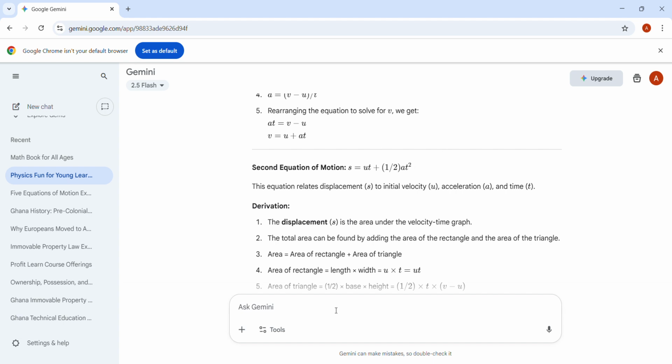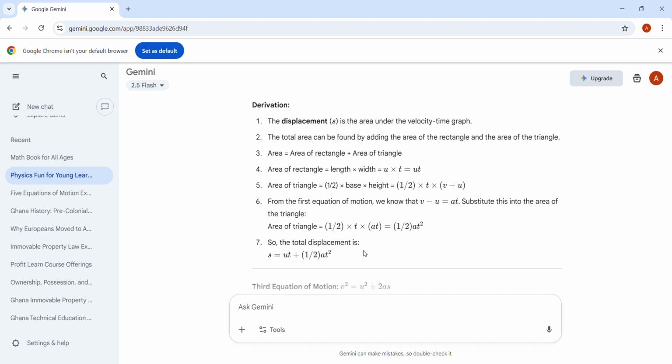Right, so let's see how this one also got it. Now they use the triangles. Okay, right, so we have our ut, so this is u times t as ut. And then the triangle here is giving us, remember, this is half t, and this is what we are having here. Now this is also equal to this. Substitute this into the equation. So the triangle, substitute it, we're going to have this. So the total displacement, we have ut, and then the next area added.